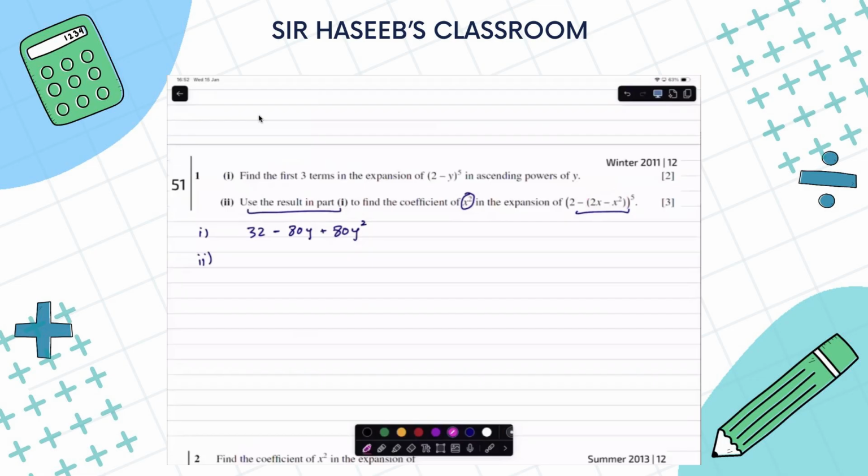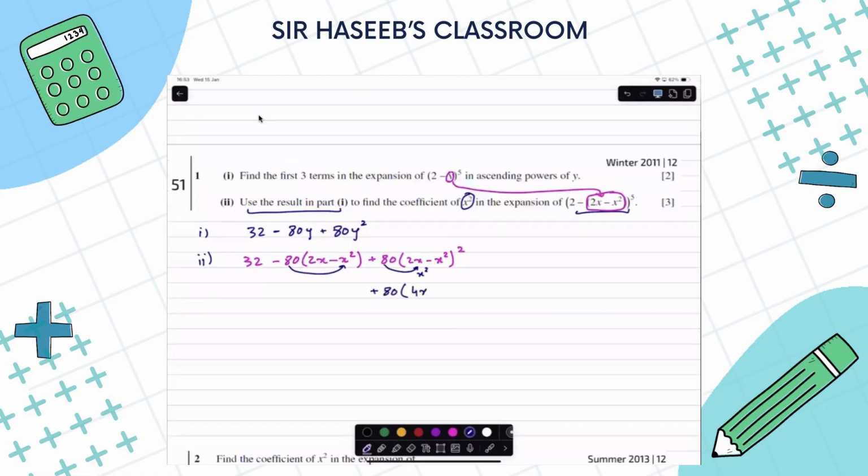Okay. So now in place of y, you plug in this. Should be 32 minus 80 into 2x minus x square plus 80 into 2x minus x square to the power of 2. Got it? Now, if you want the coefficient of x square, that will come when this gets multiplied here, and this gets multiplied with the first term of this, which is going to be the x square term. Got it?